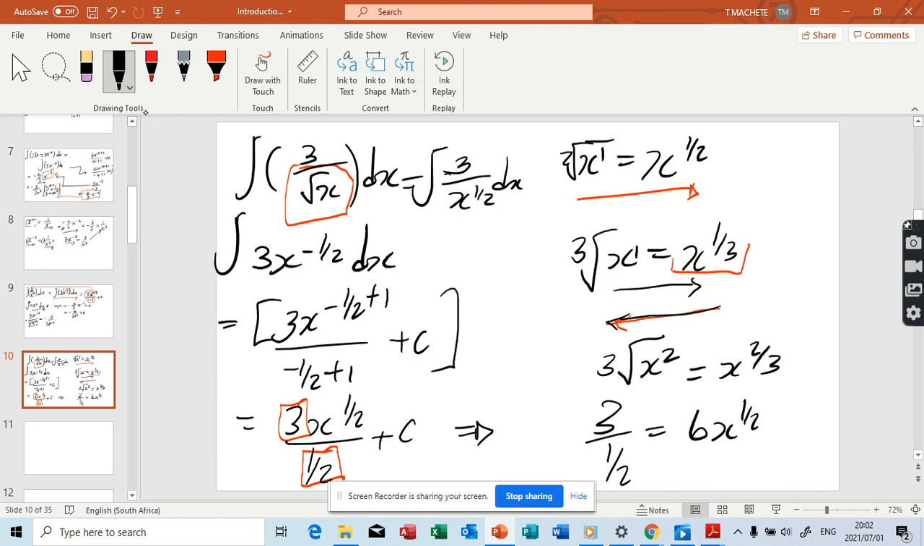So what did I say? How do you write your final answer? If they said simplify further, what is going to be your final answer? Let me erase this, guys, and write it nicely. We need space. So it's 6x to the power of 1 over 2 plus c. So what's your final answer if they say write it simplified further, basically? What will be your answer?